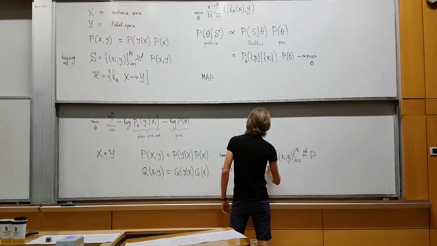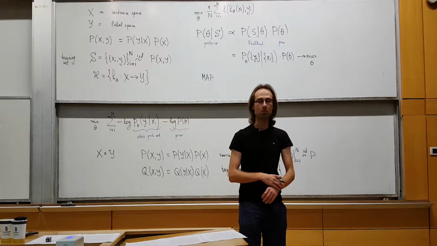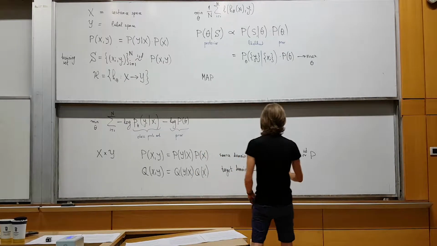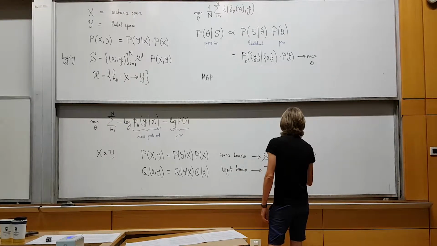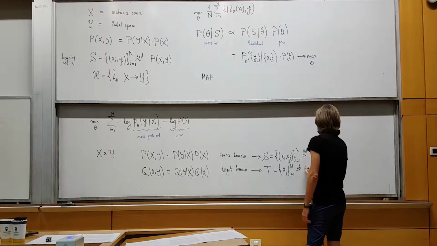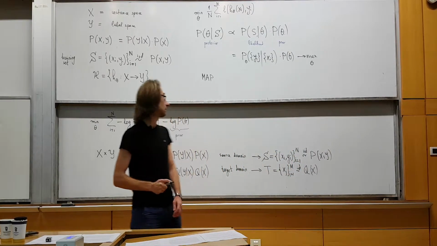And let's assume that we can access the target domain, we can sample from it, but we don't have labels. Okay, so the only thing I can sample is xj's, let's say m such samples, again IID, but now from the marginal distribution Q of x. Okay? And not from the joint distribution.